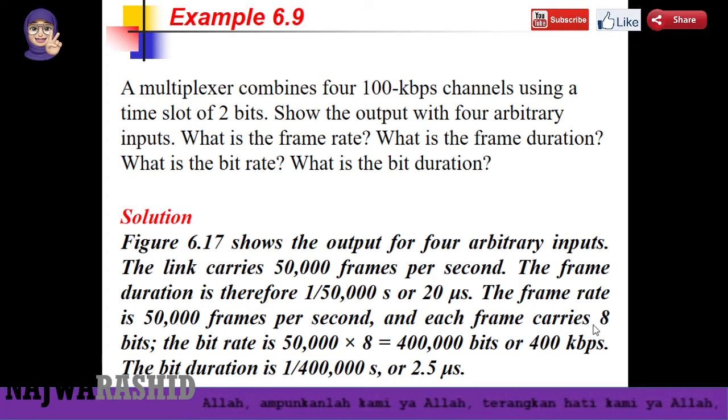And each frame carries 8 bits because it combines 2 bits per channel. So we have 4 channels, 4 times 2 equals 8. So per frame we have 8 bits. So the bit rate is 50,000 times 8, because we have 50,000 frames times 8 bits within each frame. So in total we have 400,000 bits or 400 kilobit per second. The bit duration is 1 over the bit rate, so you will get 1 over 400,000 per second.